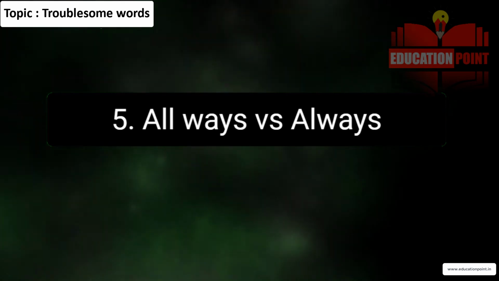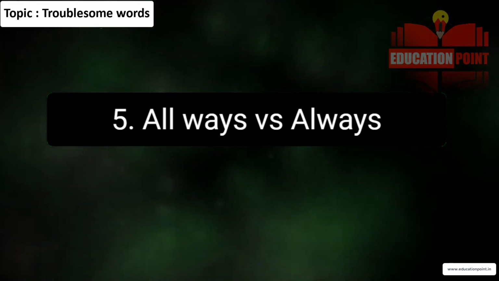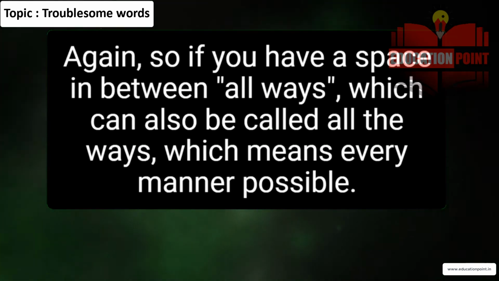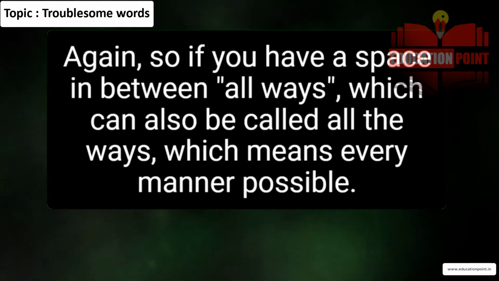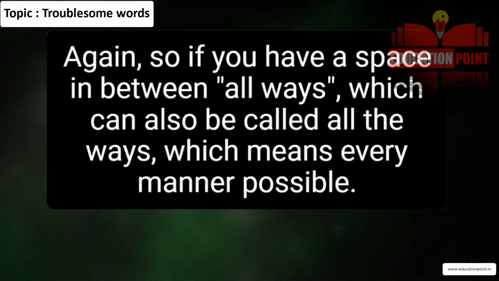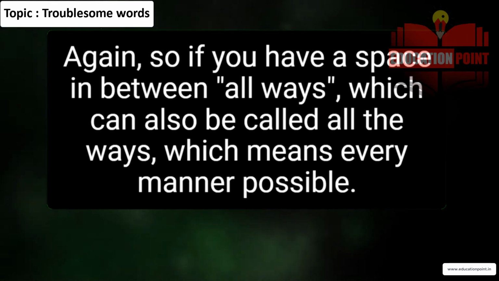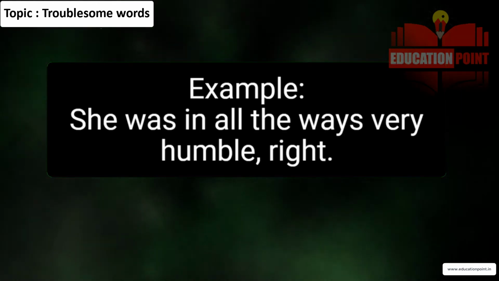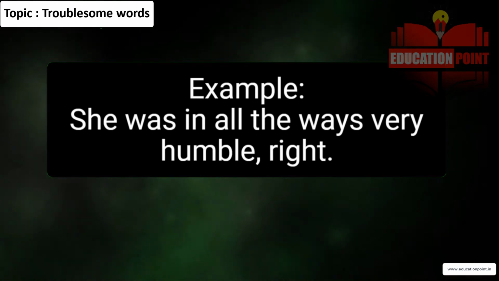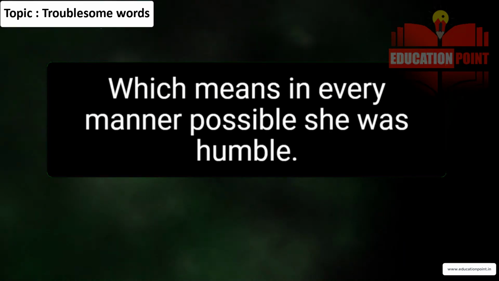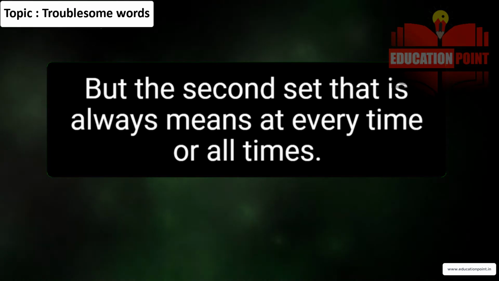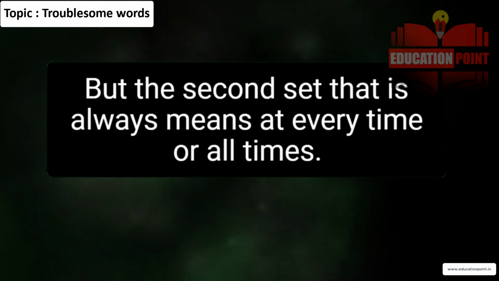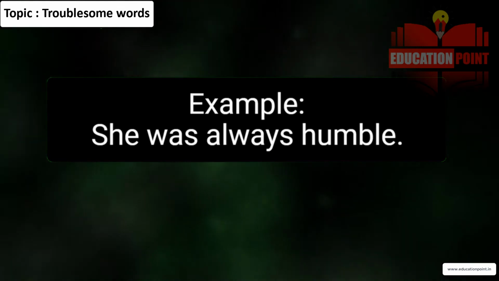Now, the fifth set of words is always versus all ways. If you have a space in between all and ways, which can also be called all the ways, which means every manner possible. Example, she was in all the ways very humble, right? Which means in every manner possible, she was humble. But the second set, that is always, means at every time or all times. Example, she was always humble.